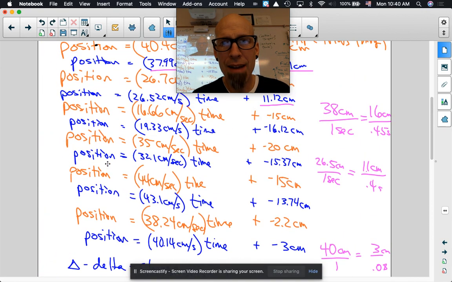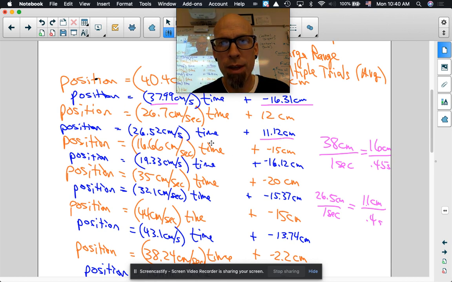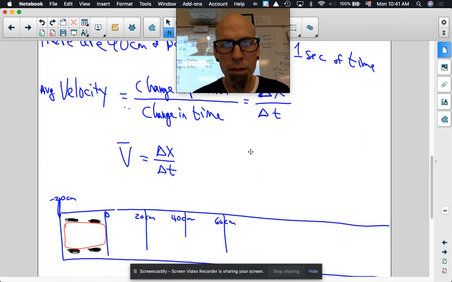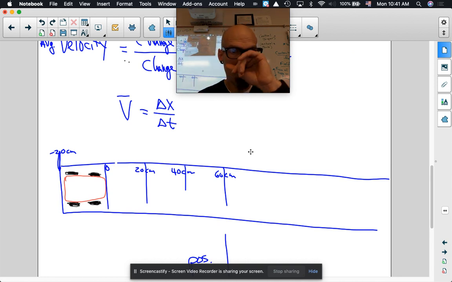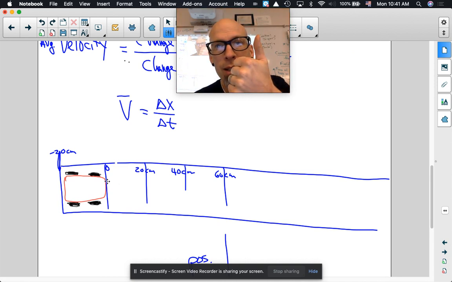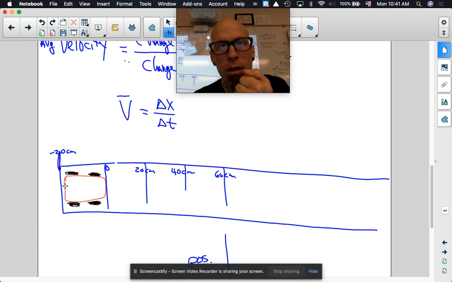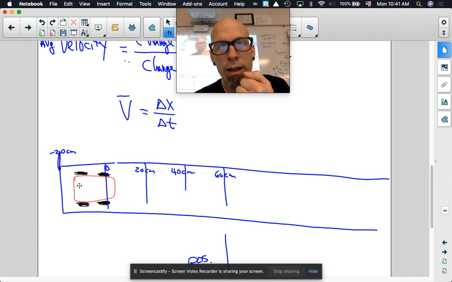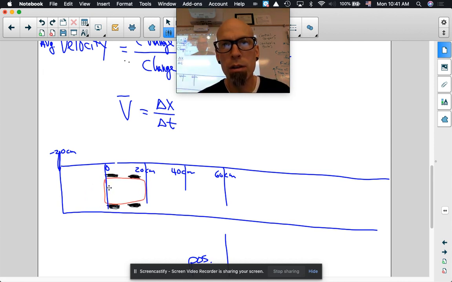But the graph is telling us that when the clock was started, the position was actually 11 centimeters, which means what? That means, hopefully you're thinking about this, that when the person hit the timer, the car had already been moving. Once it got to about 11 centimeters, boom, then the clock started. So it was already down the track before the clock even went.